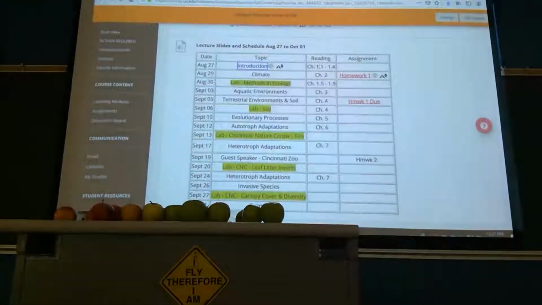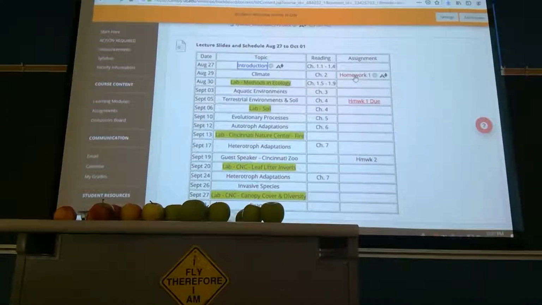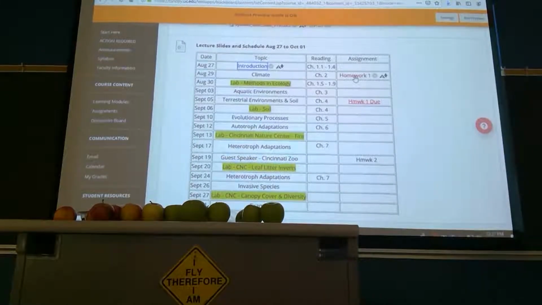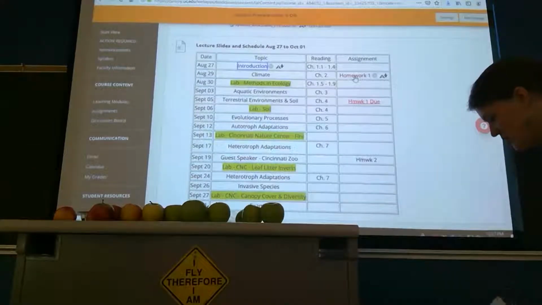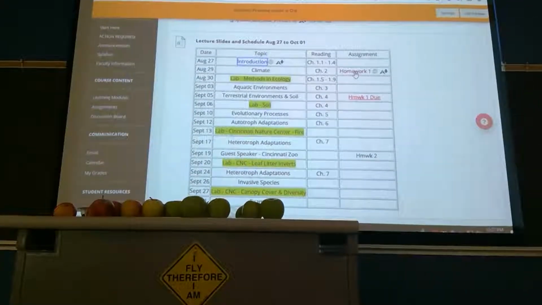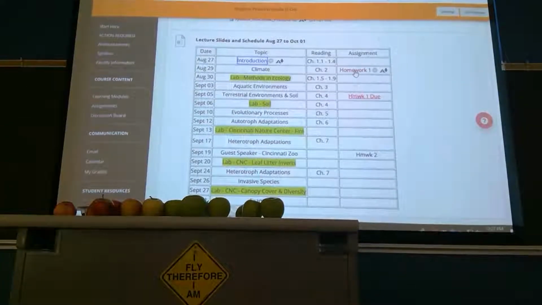The other thing that will be on here is the homework assignments. And so I hand you homework assignment 1 right now. And if you click on its link, it will take you to this file where you can download it yourself and you can fill it out at your leisure.